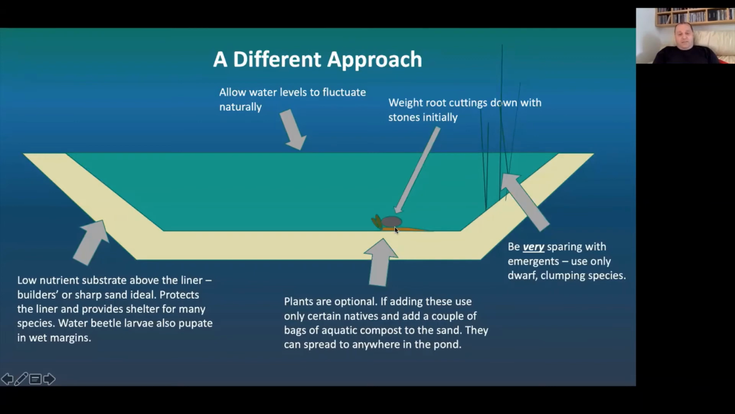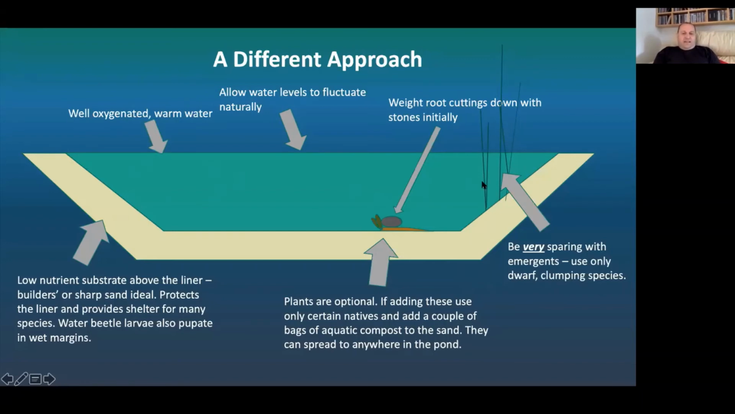Weight root cuttings down with stones initially, otherwise they'll float off, and it's actually very difficult to establish anything that isn't really invasive with the sort of usual method of just lobbing a bunch of something into the pond and hoping for the best.